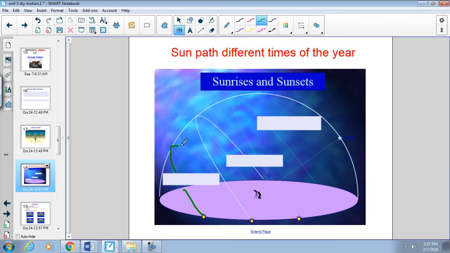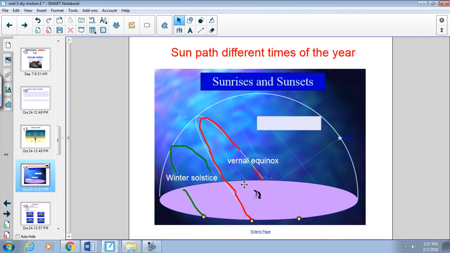Here we have one path that the sun can travel. Notice that it's very small. It's not going to be in the sky very long, which means you're not going to have a lot of daylight. So that's going to be our winter solstice. Then we come along and we get some more daylight. Probably about equal. So this is our equinox, our vernal equinox, if we go from winter to spring.